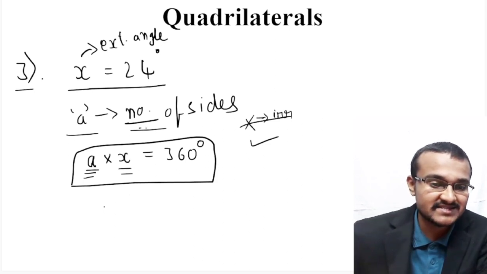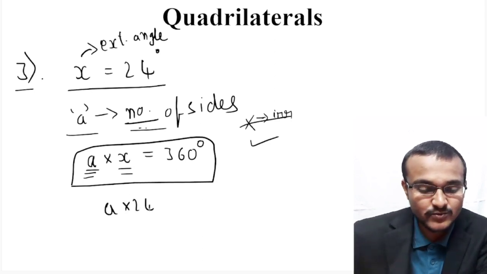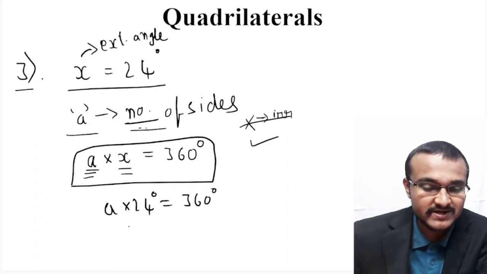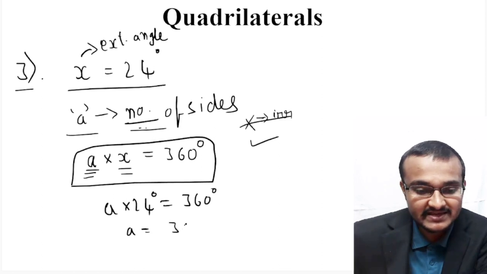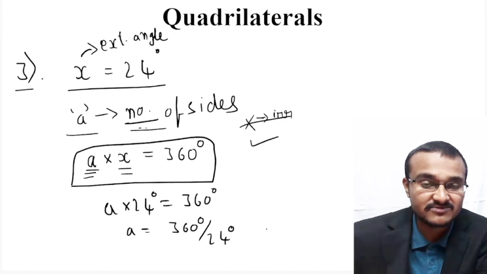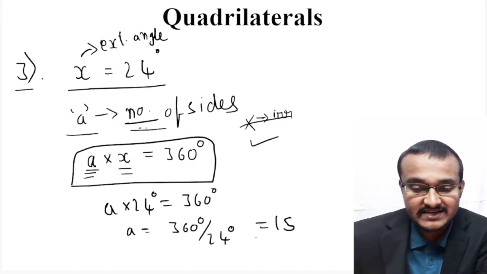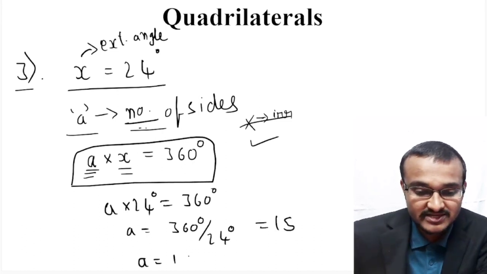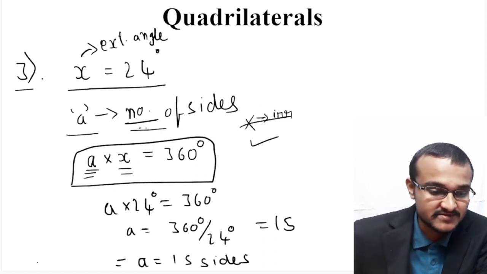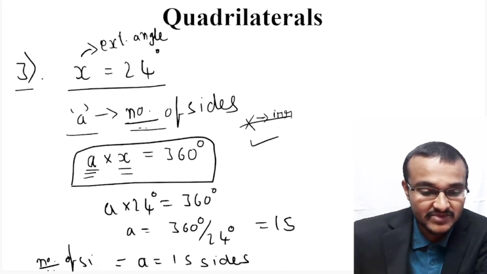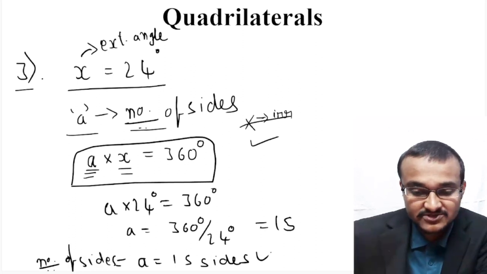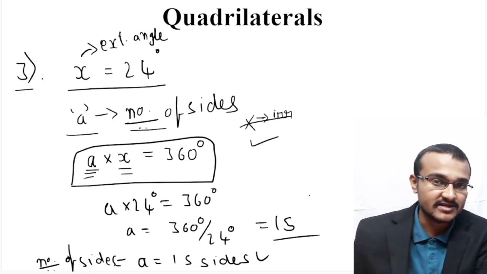So X is 24 degree. So A into 24 degree will be equal to 360 degree. So you can bring this 24 to RHS, it will become A is equal to 360 degree divided by 24 degree. If you divide 360 by 24, you will get 15 as your answer. So A is equal to 15 sides, because A is the number of sides. So the number of sides of this particular regular polygon is 15 sides. So 15 is the answer for this particular question.